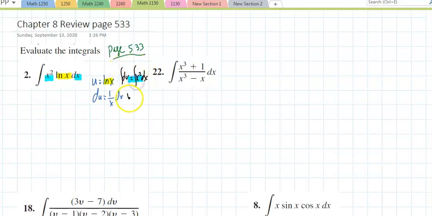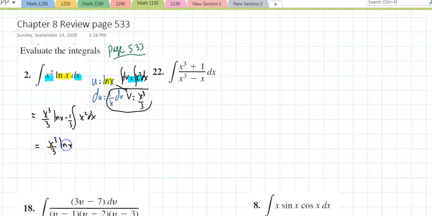And if I integrate, I get v to be x cubed over 3. This is going to be u times v minus the integral, and if I multiply those, I'll get a 1/3 up front and x squared dx. That would be x cubed over 3 natural log of x minus 1/3, and this would be add 1 to the power, divide by that, don't forget the c, and that's good enough.